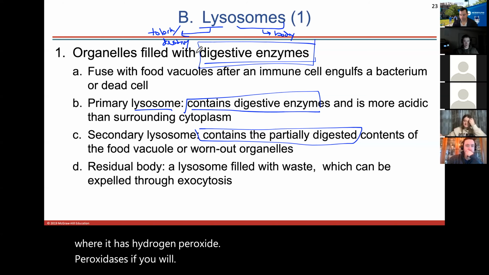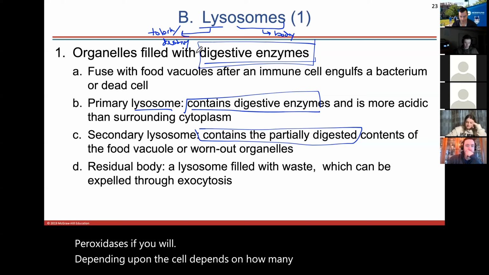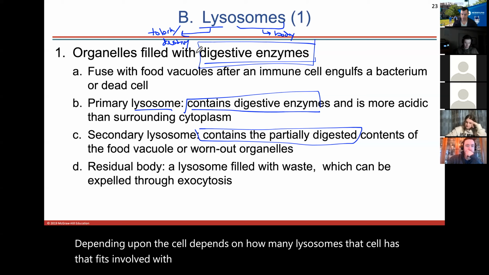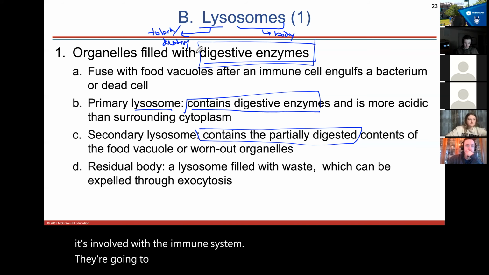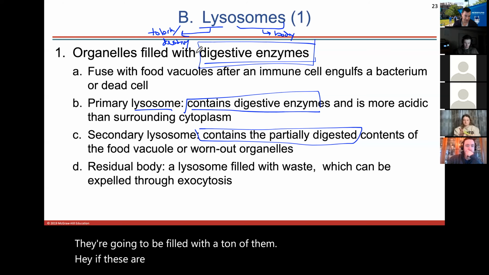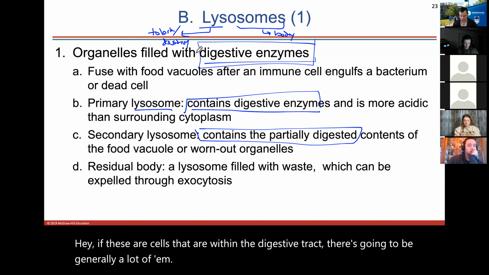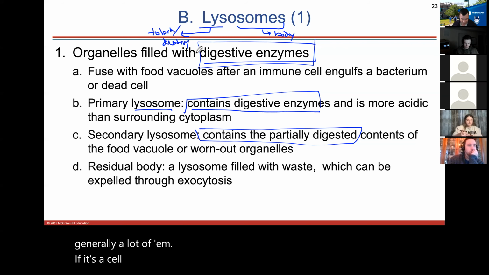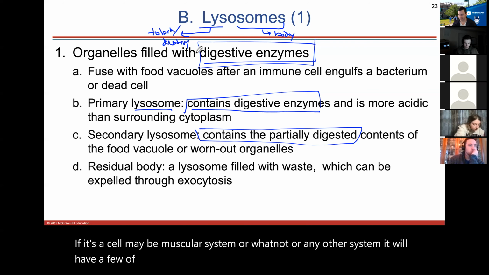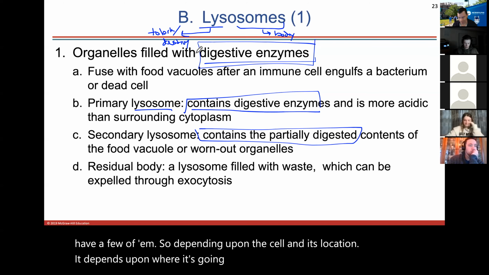Lysosomes, depending upon the cell, depends on how many lysosomes that cell has. If it's involved with the immune system, they're going to be filled with a ton of them. If these are cells that are within the digestive tract, there's going to be generally a lot of them. If it's a cell, maybe muscular system or any other system, it'll have a few of them. So depending upon the cell and its location, depends upon where it's going to be at. Liver cell, obviously going to have a ton of them.